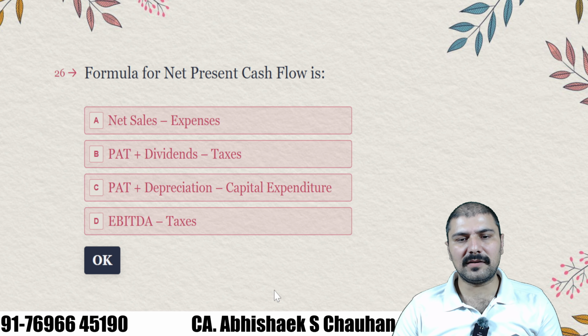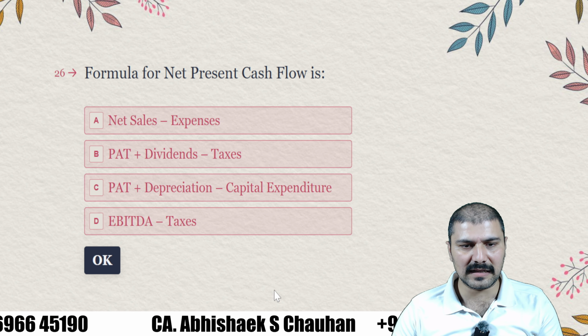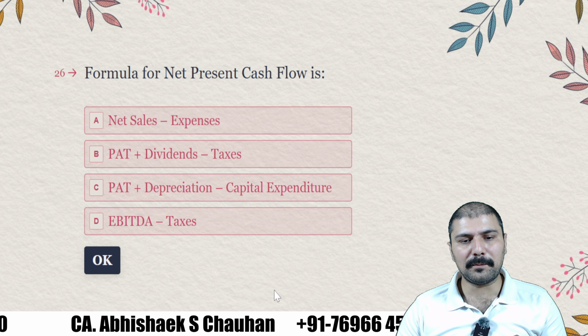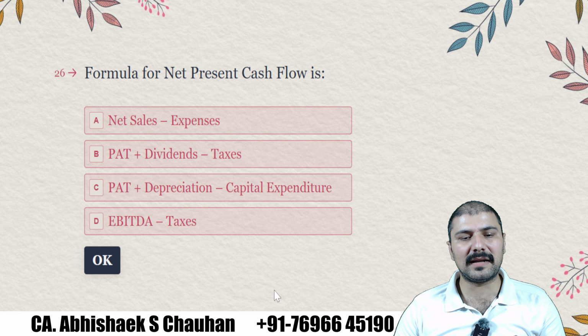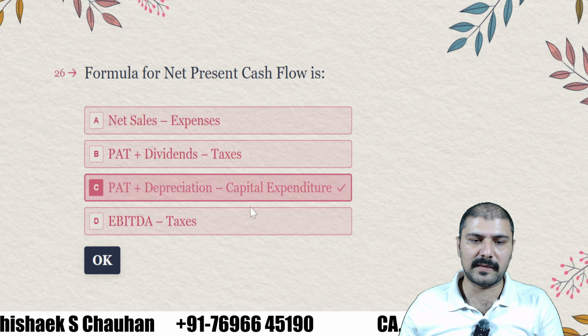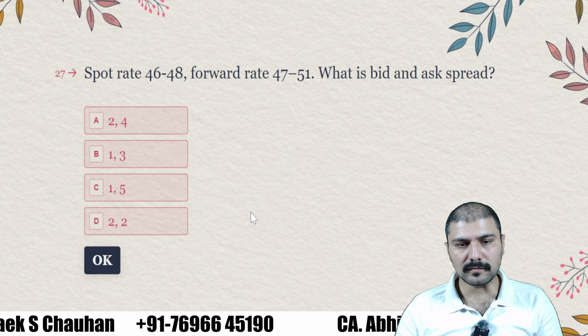Formula for net present cash flow. Earlier, this question was also asked: net sales minus expenditure, PAT plus dividends minus taxes, PAT plus depreciation. PAT, add back depreciation and then reduce the capital expenditure. Then you get the cash flow.